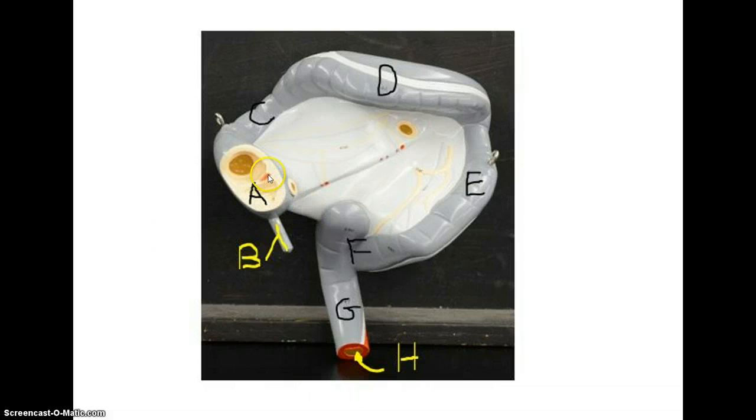Large intestine, we have the ileocecal valve right here, the cecum. You have the ascending colon, transverse colon, descending colon, sigmoid colon, rectum, and anus. Appendix is here. You have the ileocecal valve, the cecum, the ascending colon, transverse colon, descending colon, sigmoid colon, rectum, and anus.